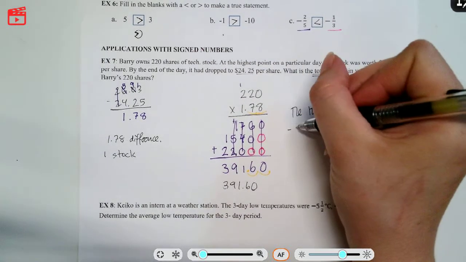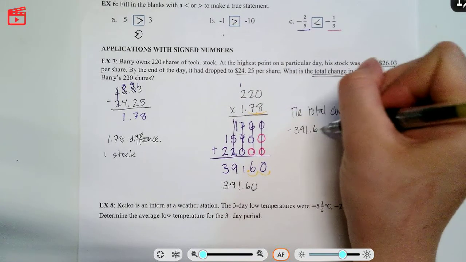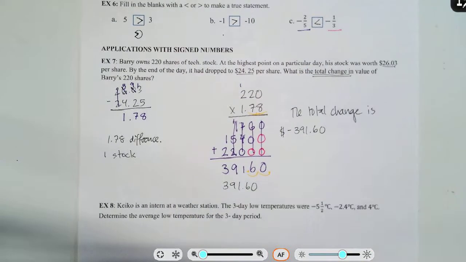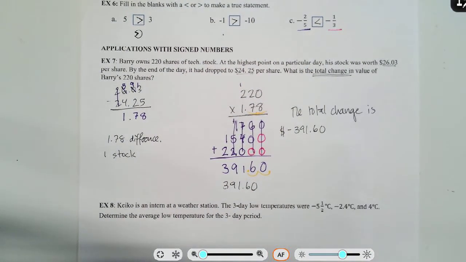Is negative $391.60. So that is how much money he lost that day for his stocks. Or that's how much money his stocks went down.